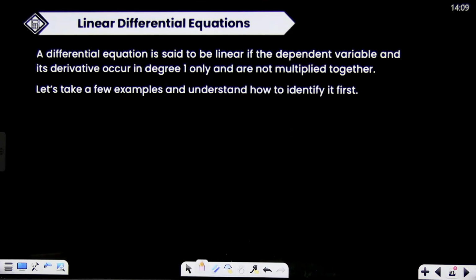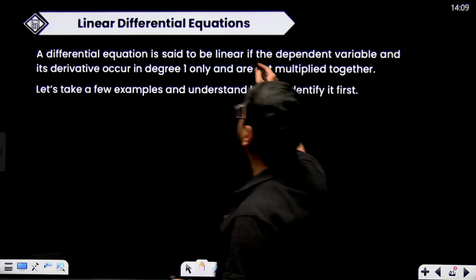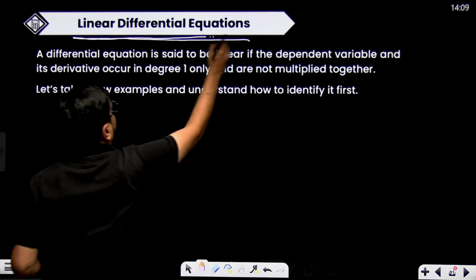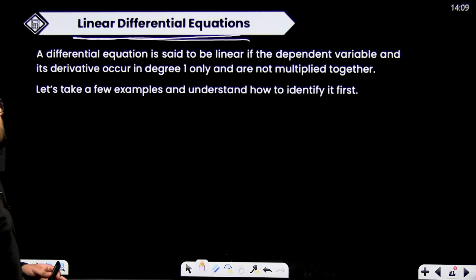Now next thing, a differential equation is set. What is linear differential equation? Let's read first. A differential equation is said to be linear if the dependent variable and its derivative occur in degree 1 and are not multiplied together. Dependent variable and its derivative occur in degree 1 and they are not multiplied together.